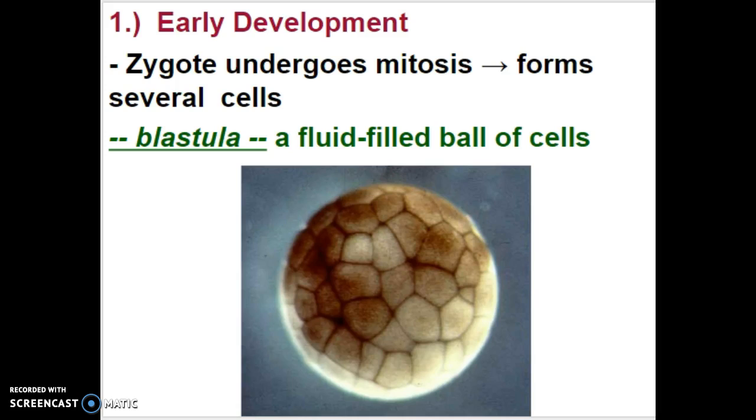So, very early development of all animals. After the zygote starts to undergo mitosis and starts to copy its cells, it forms kind of a ball of cells. It's hollow in the middle, and we call that a blastula. It's a fluid-filled ball of cells. These cells have no specialization. They are just cells reproducing. They haven't been assigned a job yet.